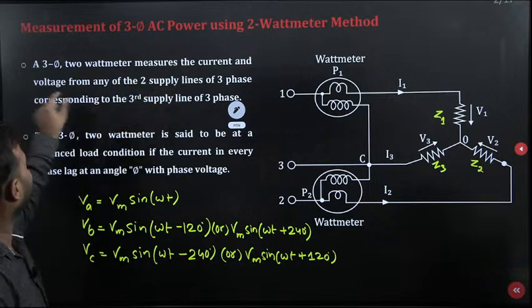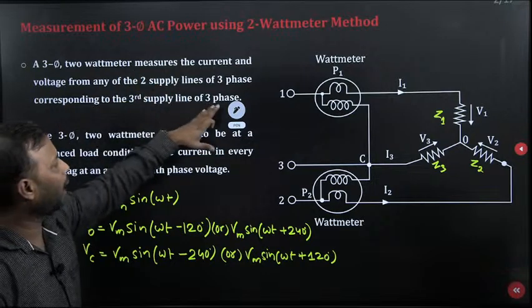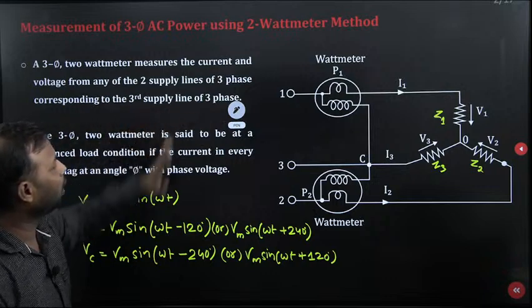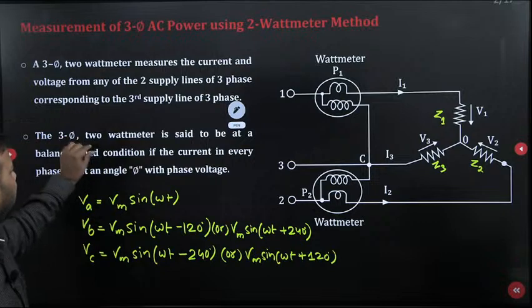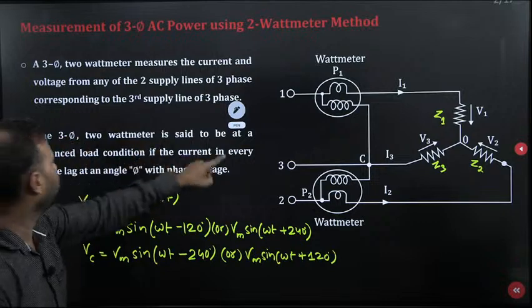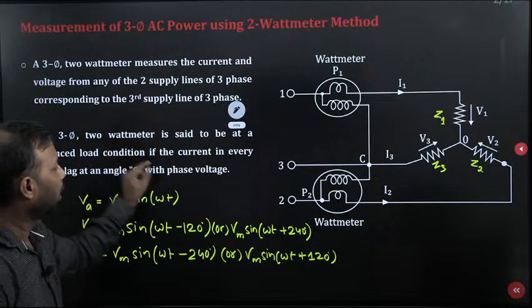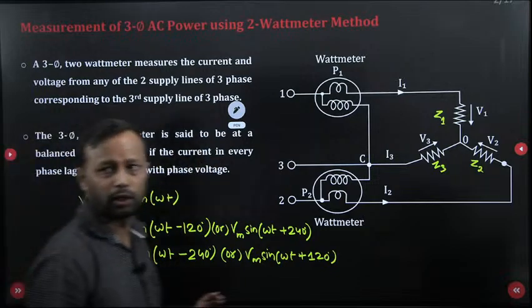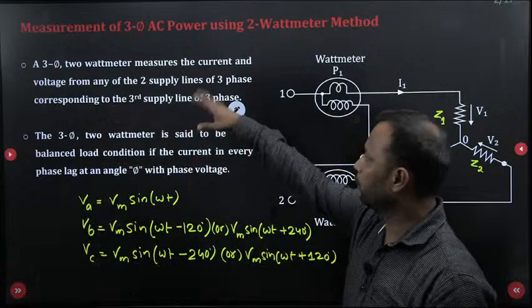So a 3-phase 2 wattmeter measures the current and the voltage from any 2 supply lines of the 3-phase corresponding to the 3rd supply line of the 3-phase. Next, a 3-phase 2 wattmeter is said to be at a balanced load condition if the current in every phase lags by an angle of phi with the phase voltage. So these 2 things we should keep in mind.